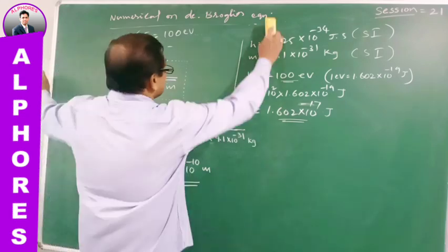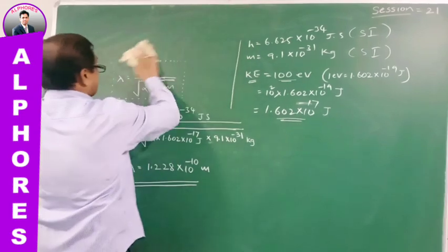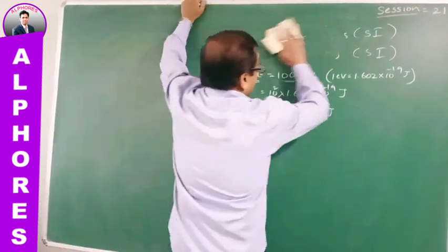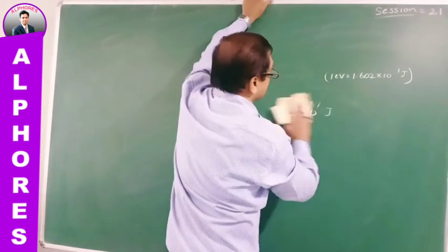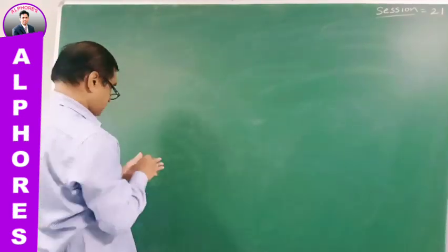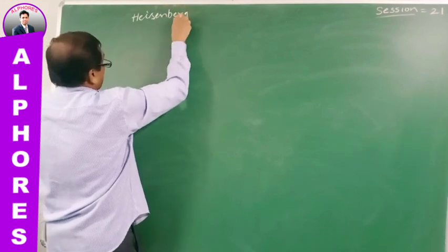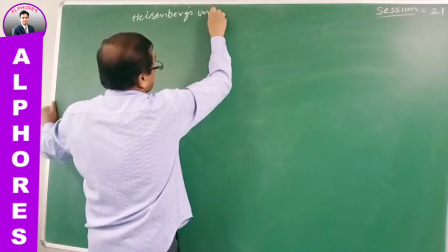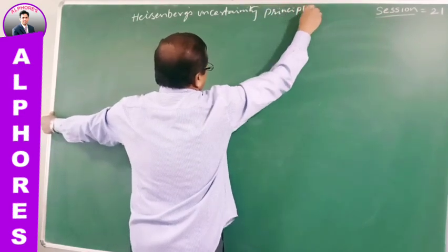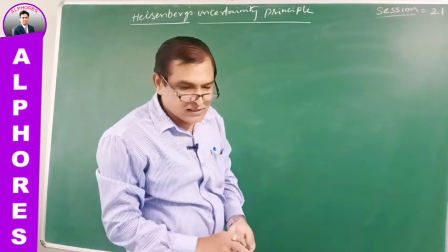Now let us consider the next topic, Heisenberg's uncertainty principle. Heisenberg is the name of the scientist, and it is the uncertainty principle. Heisenberg's uncertainty principle.